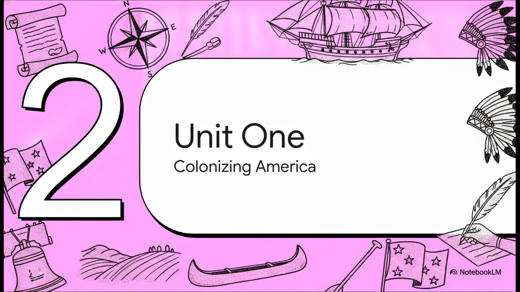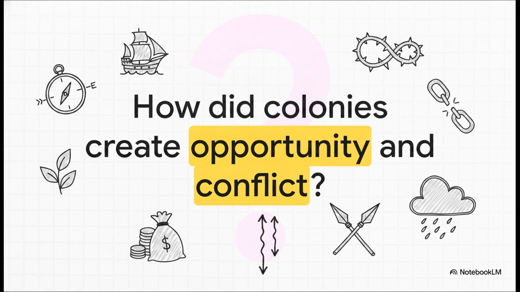Section 2, Unit 1, Colonizing America. Now, our essential question for this first unit really hinges on 2 key vocabulary words, opportunity and conflict. Think about it. How did colonization create immense wealth and entirely new beginnings for some, while simultaneously causing devastating loss and warfare for others? This is the lens through which you're going to view everything in this early period. Because, honestly, history is rarely one-sided.